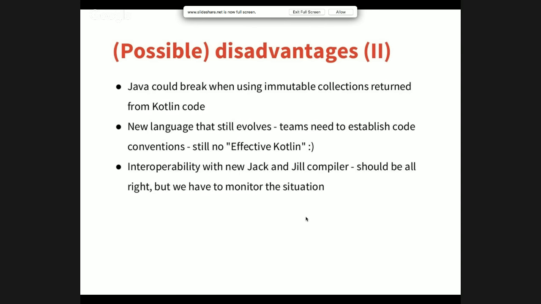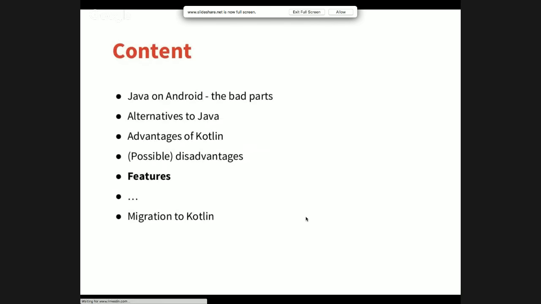Immutable collections. Kotlin relies heavily on immutable collections, and you have to be aware of that. So if you fetch some collection from Kotlin code in Java and try to mutate it, so add something or delete, it will break. It will throw an exception. It's a new language, still evolving. The final release is near. And interoperability with the new compiler should go right, but we have to monitor the situation. And finally, okay, cool.